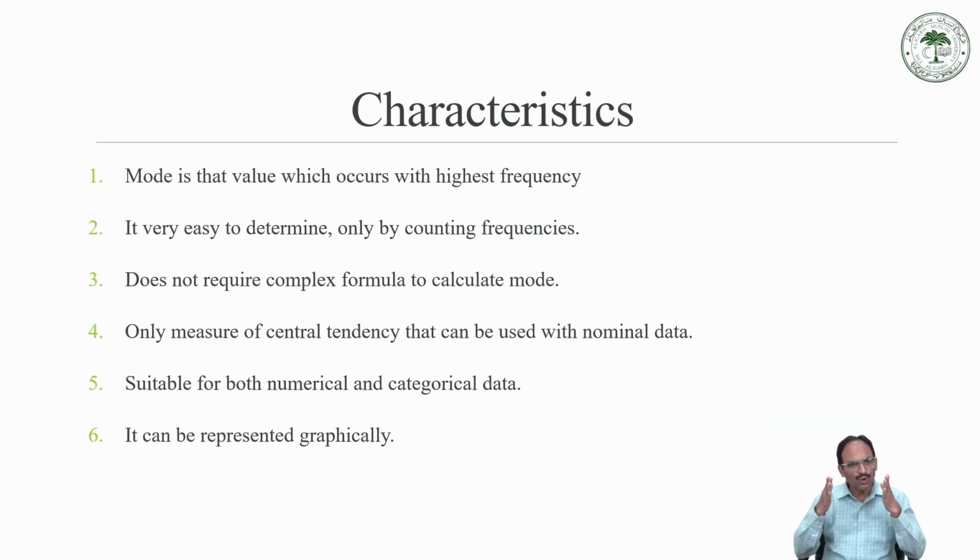And it's the only measure of central tendency that can be used with nominal data. And what is nominal data? Already it has been explained to you. We have nominal, ordinal, interval, and ratio data. So mode is most suitable if the data has been taken nominally. And of course, it is suitable for both numerical and categorical data. It is one of the important characteristics of mode, and it can be represented graphically as well. So these six are the important characteristics of the mode.